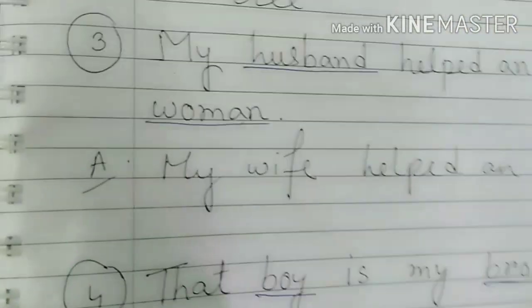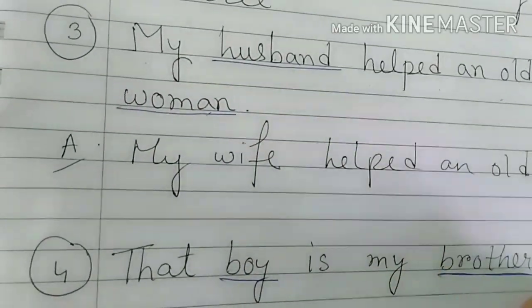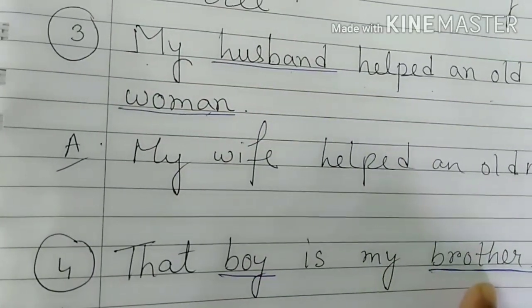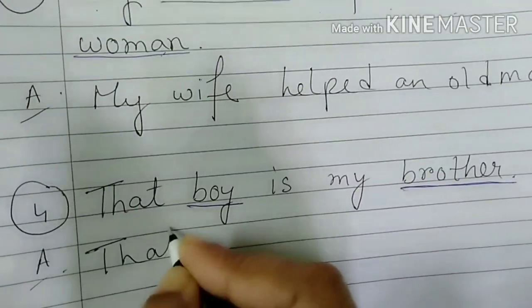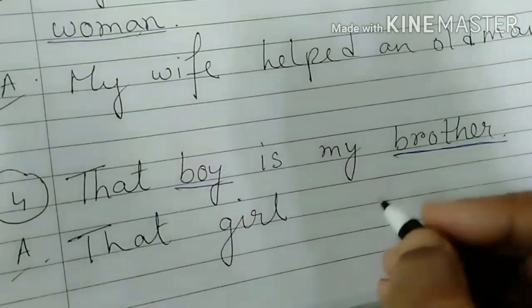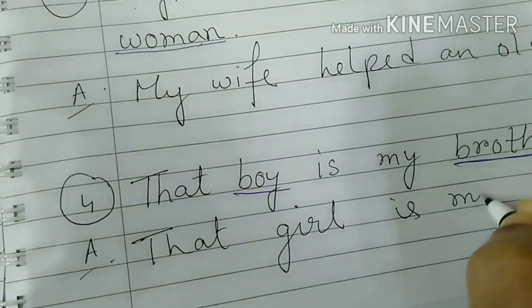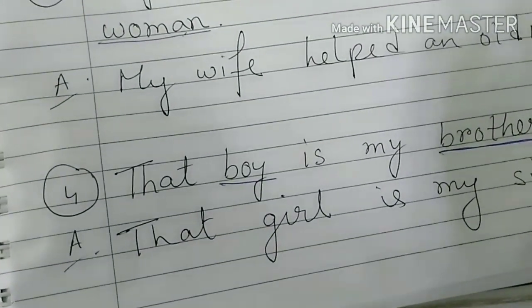Now number 4, that boy is my brother. In this sentence also we are having 2 words which needs to be changed. So we will write that, the opposite of boy is girl. That girl is my, what is the opposite gender of brother? It is sister.